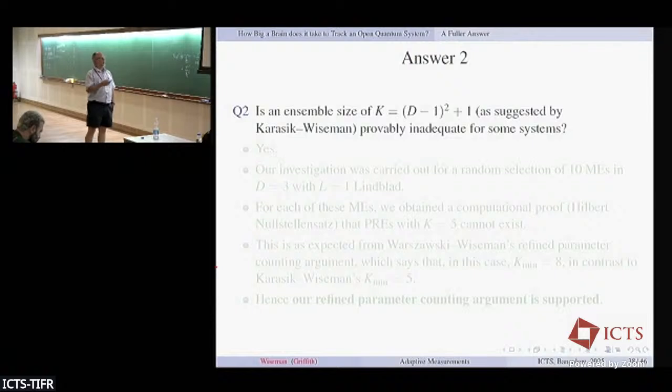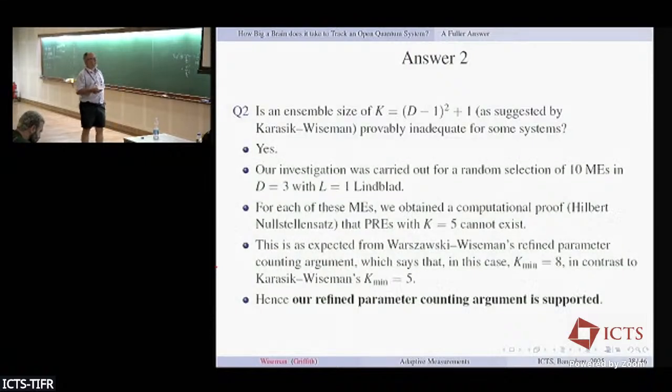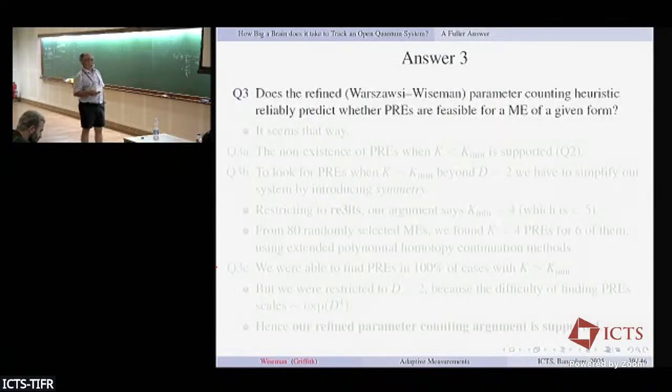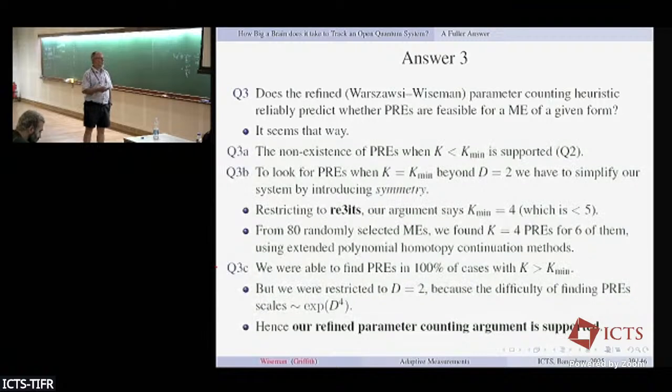Okay, we then did some other work which showed that our refined parameter counting was better than the original one, so that was supported. And even more, we found that our refined parameter counting is supported. But I guess it's complicated because it's ridiculous.